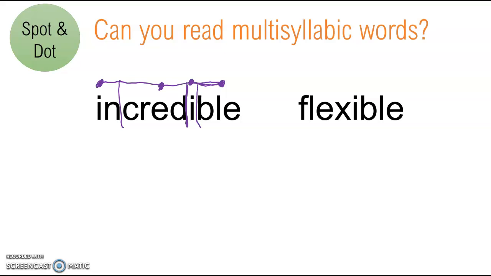Okay, so my first dot goes above the E. Next dot, I. And then the last dot goes with the LE syllable pattern. Okay, so I'm going to spot and dot. My first partitioning line is going to go after the X. And then again, you have the same thing where you have your partitioning line after the I and before the B. And your word is flexible. So if you're flexible, that means you're able to stretch really far. That's what flexible is. So again, you have that schwa, flexible, flexible.